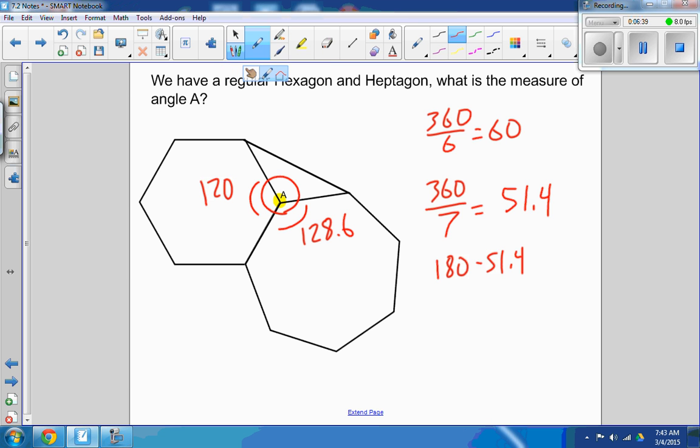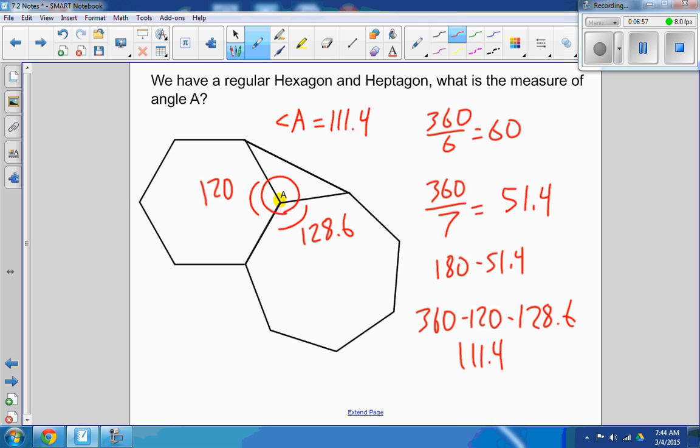Again, all three of these angles here add up to 360. So 360 minus 120 minus 128.6, and we get 111.4. So angle A is 111.4. And that is the end of this lesson.